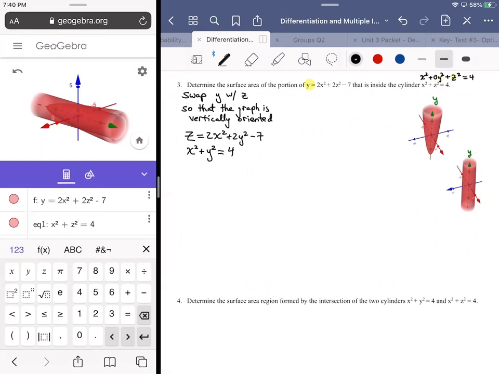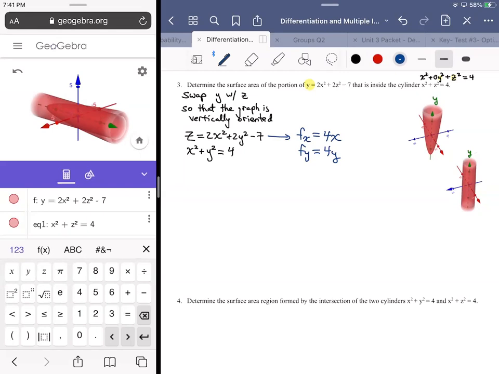This lends itself to polar coordinates, right? And this one lends itself to cylindrical coordinates. So I could say f sub x is equal to 4x. F sub y is equal to 4y. Now you may look at it and say, well, why'd you do that? I could have just solved that original equation for z in terms of y. Yeah, you could have.